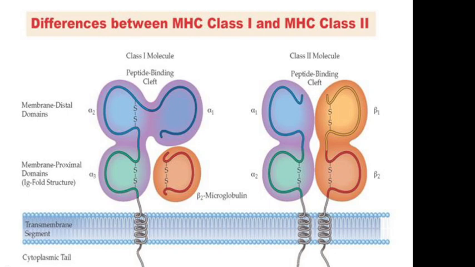Today we are going to discuss a very important molecule of our adaptive immune system, known as the major histocompatibility complex, or in short, MHC. Now, MHC is a tightly linked cluster of genes located in the HLA locus of human chromosome number 6. The products of these MHC genes can be classified into two categories, class 1 MHC and class 2 MHC.